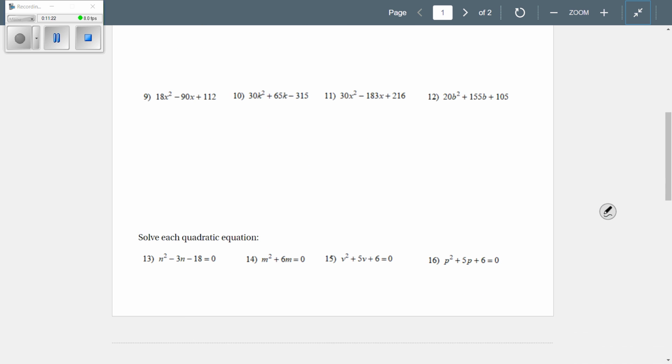We are down here to greatest common factor. Remember, there's a calculator way to quickly find the greatest common factor. So we will do menu 2, 5, greatest common factor. Let's look at number 10. We're going to do A, comma, B: 30, comma, 65, hit enter. It is 5 is the greatest common factor between those two.